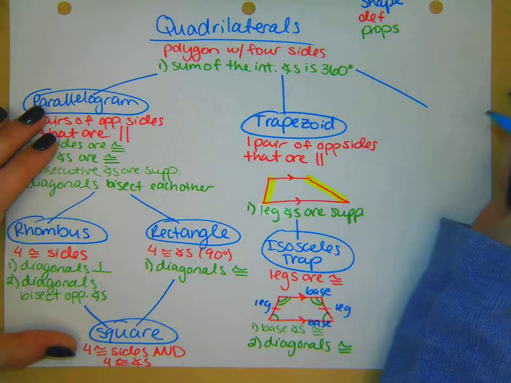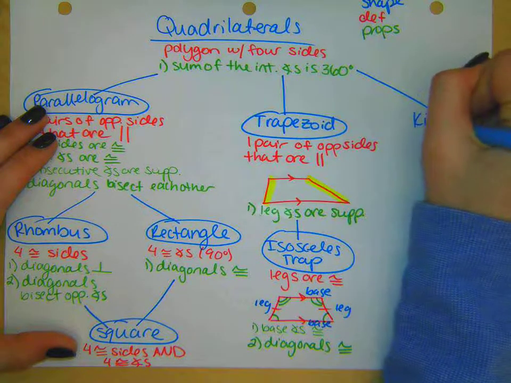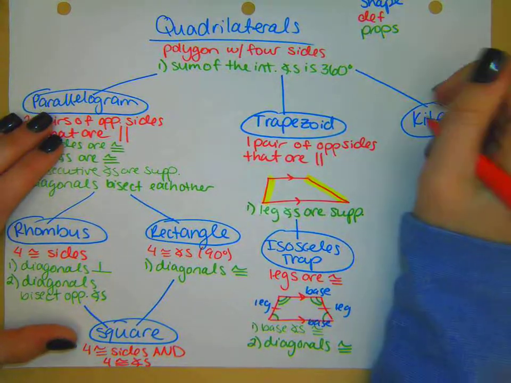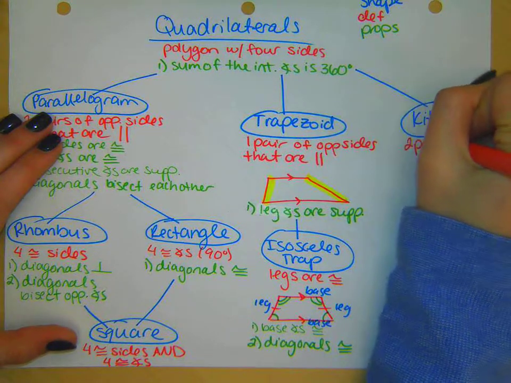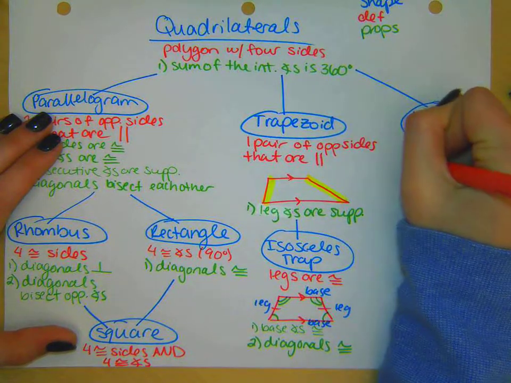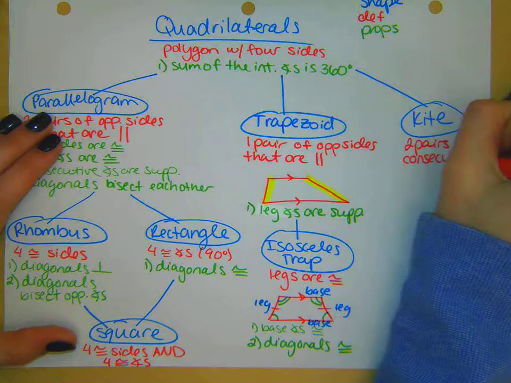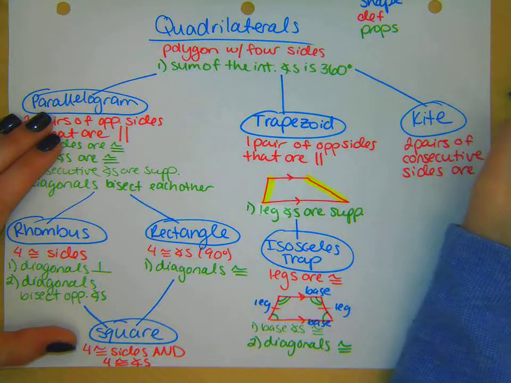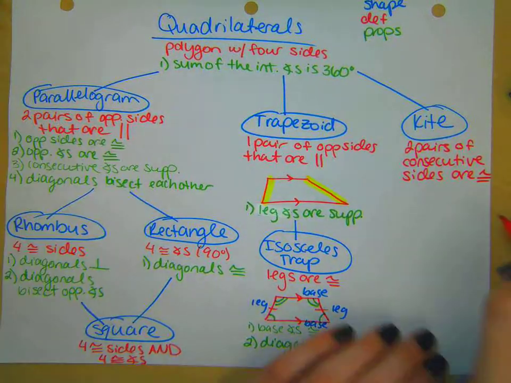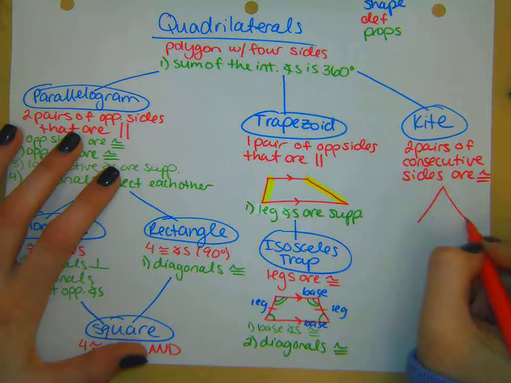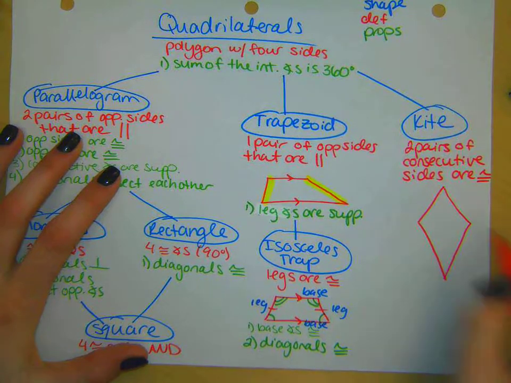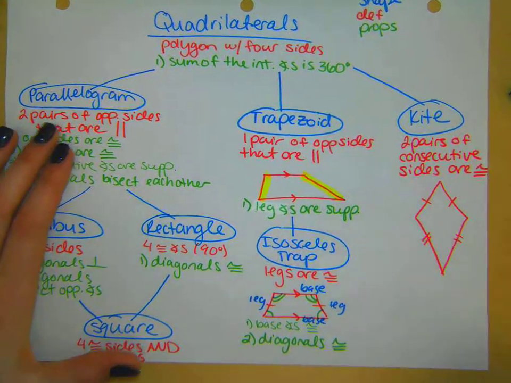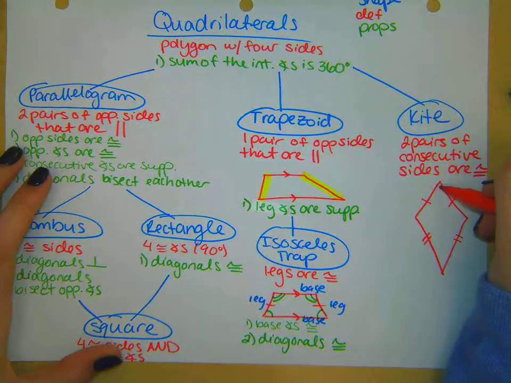All right, one more family. Another branch off of the quadrilateral. The only figure that we haven't talked about is the kite. What makes a kite different is that we've got two pairs of consecutive sides that are congruent. So in a picture, if I try to draw my kite here, these consecutive sides are congruent, and these consecutive sides are congruent.